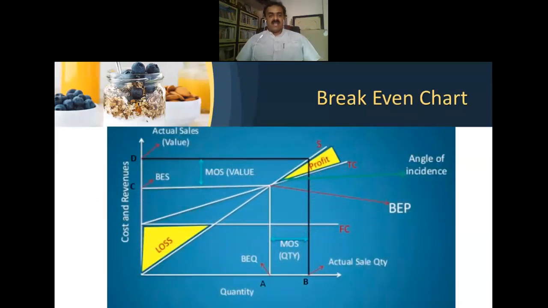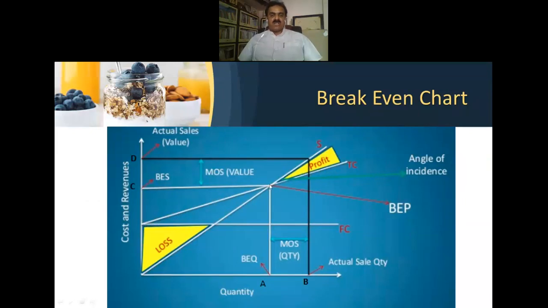Say, for example, at point A and point C: 0 to A is the quantity, the number of units to be sold. At point C, you will be getting the revenue. The total sales revenue is termed as curve line S, the slant line is the fixed cost, and the variable cost carries in excess of the fixed cost. This is the total cost.